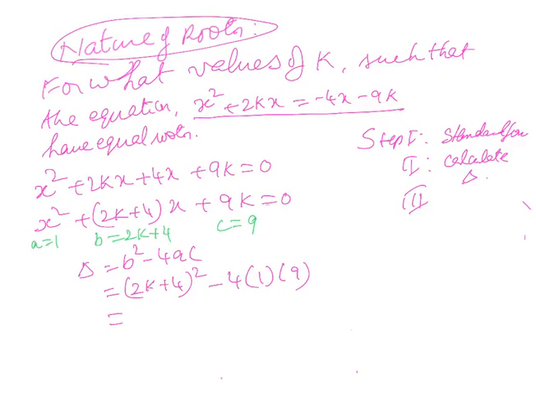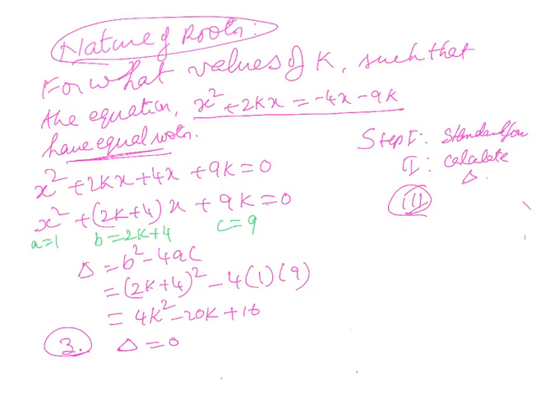I use the FOIL method. I simplify it, and I get the answer as 4k squared minus 20k plus 16. You can simplify it, and you will get the simplified answer. Now look at the condition. The condition that is given, step number 3, is what? Step number 3 says have equal roots. Now you make delta equal to 0.